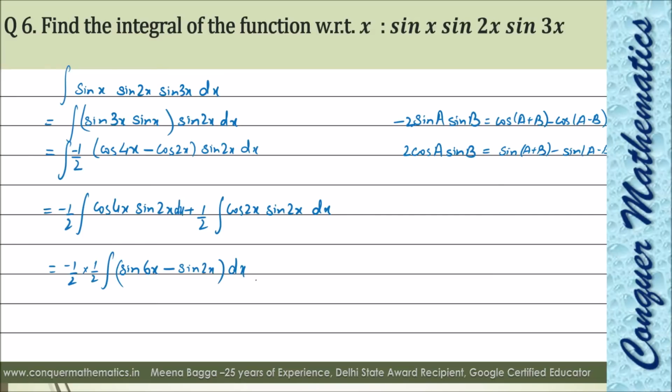Now second integral. For the second integral, we can divide and multiply by 2. Here itself, it will be 1 by 4. And 2 sin 2x cos 2x will be directly sin 4x. Which formula have we used? We have used the formula sin 2a is nothing but 2 sin a cos a.